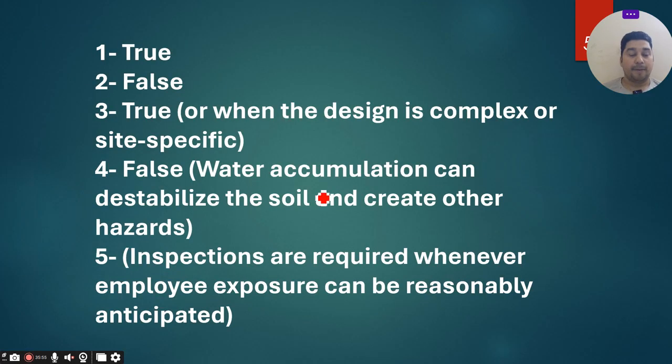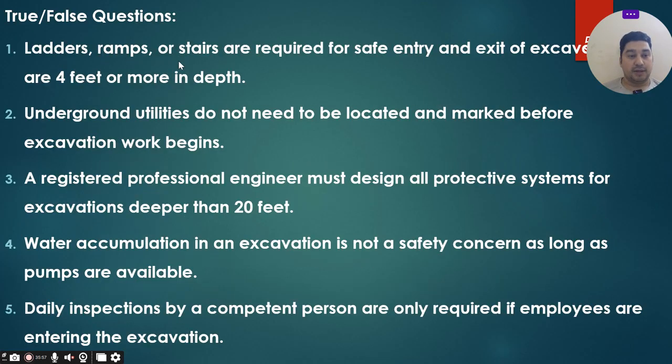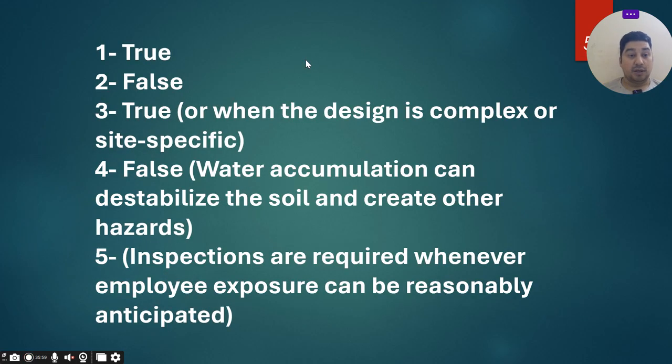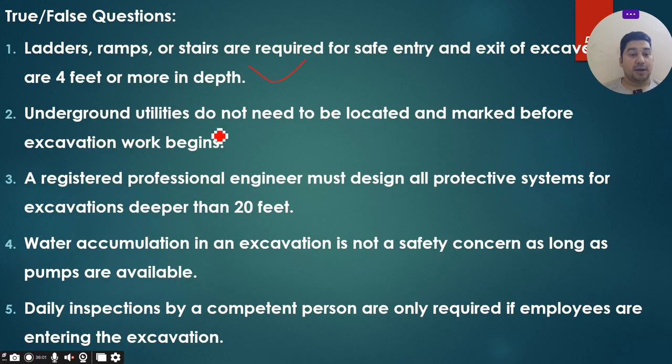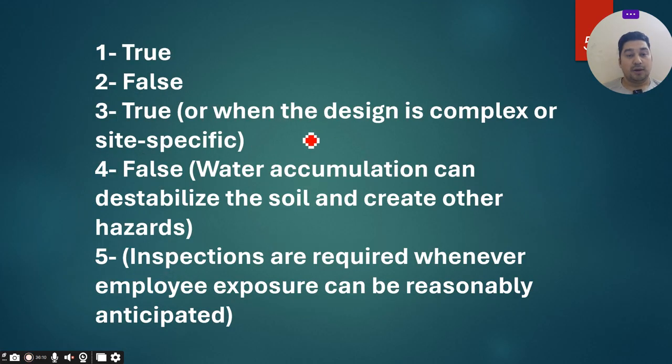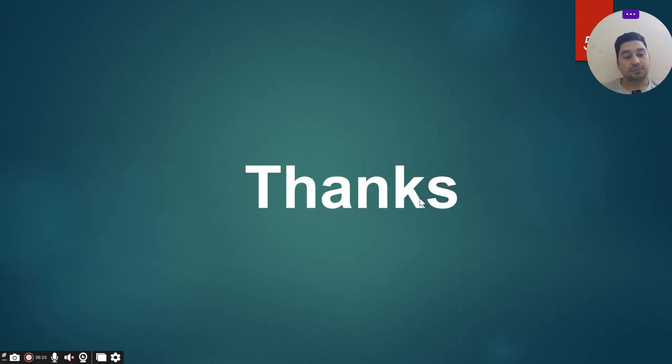So what do you say? The first one is true. Yes, 4 feet. Then we have false: underground utilities do need to be located. Third: a registered professional engineer must design all protective systems. Yes, true, when the design is complex or specific. The fourth one is false. Water accumulation is a hazard. Then the fifth: inspections are required whenever employee exposure can be reasonably anticipated. So these are the answers.